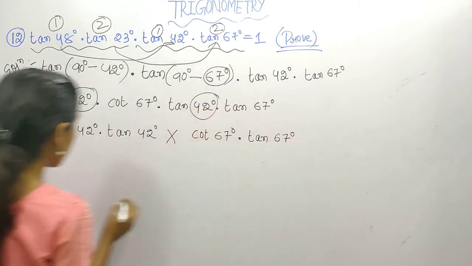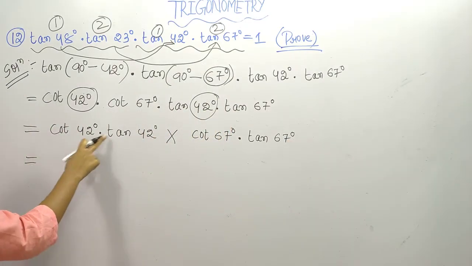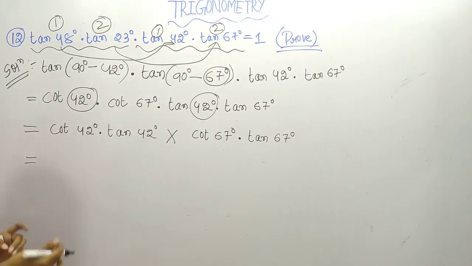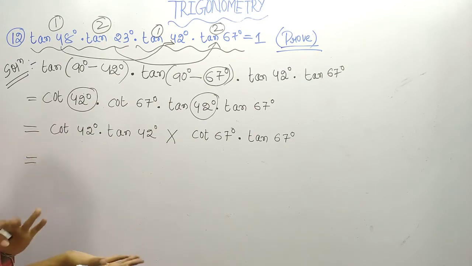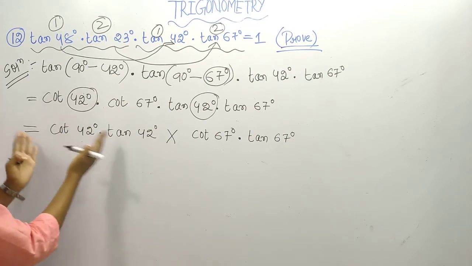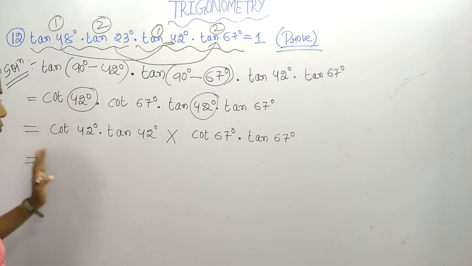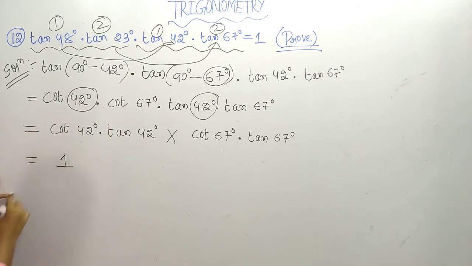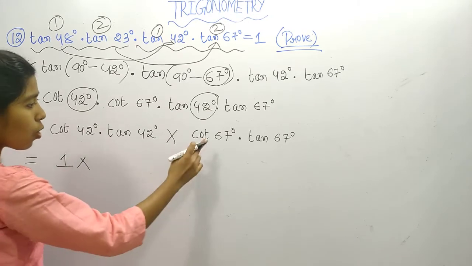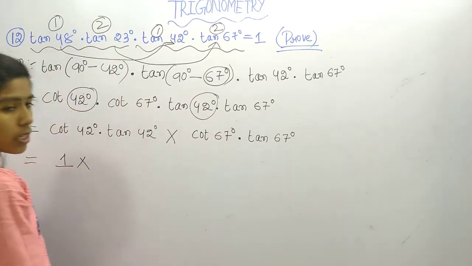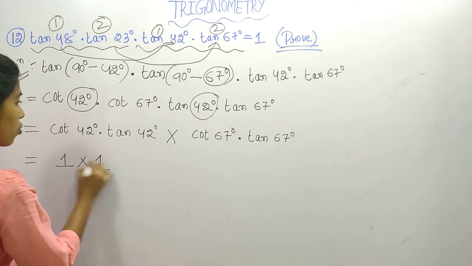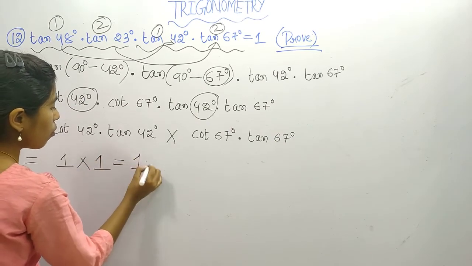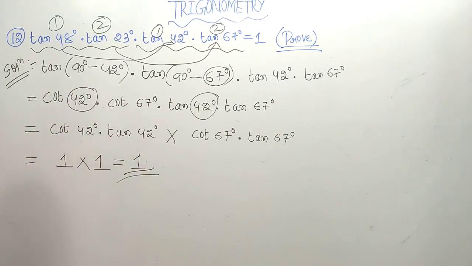So what does it become? Cot 42 into tan 42. We already know cot theta into tan theta equals 1, because tan theta and cot theta are reciprocals of each other. So cot 42 into tan 42 is 1, into cot 67 into tan 67, which is also 1. So 1 into 1 becomes 1. Okay, so the answer is 1.